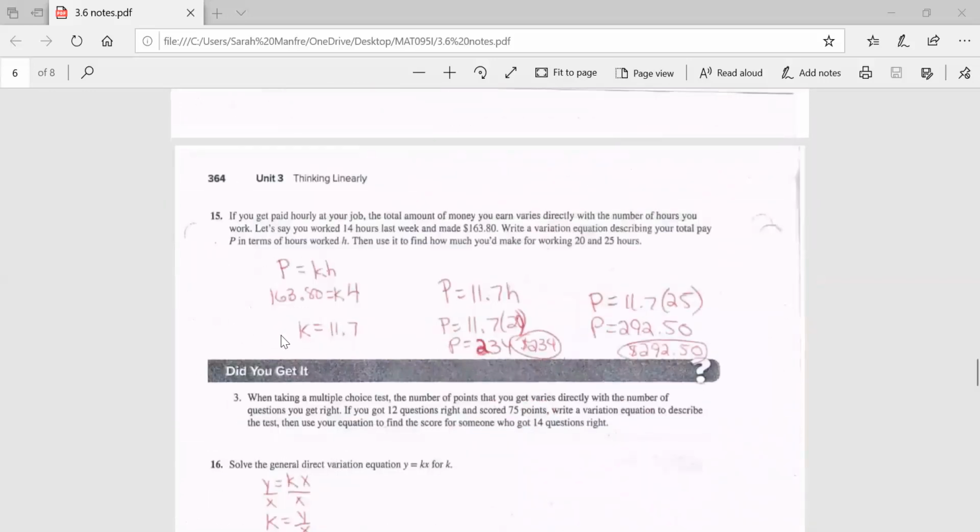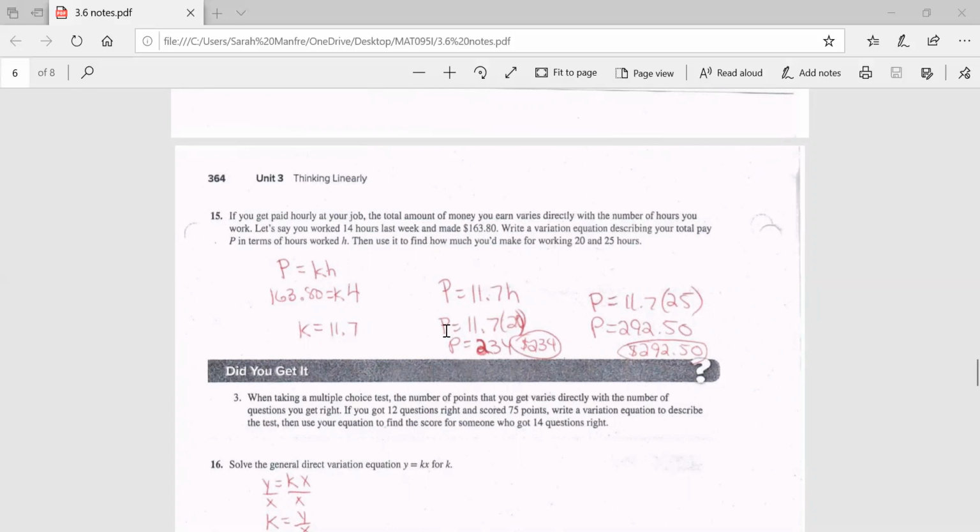All right. Now here's another problem. You get paid hourly at your job. Your total amount of money can vary directly with the number of hours you work. So if you worked 14 hours last week and made $163.80, then $163.80 is equal to K times 14. I want to find the constant of variation, right? We want to know, if they only work for 1 hour, how much would they make? So 163.80 divided by 14 is $11.70. So they earn $11.70 every hour.